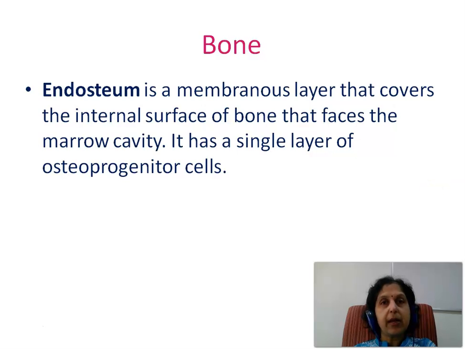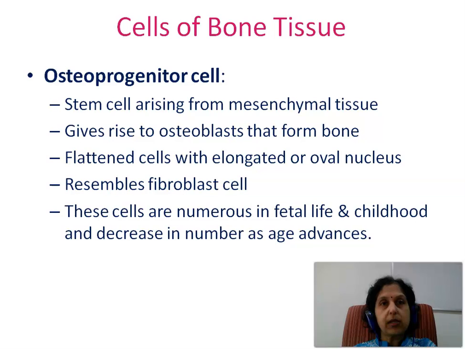Endosteum is a membranous layer that covers the internal surface of the bone that faces the marrow cavity. It has a single layer of osteoprogenitor cells. Let us now see the different cells of the bone tissue.